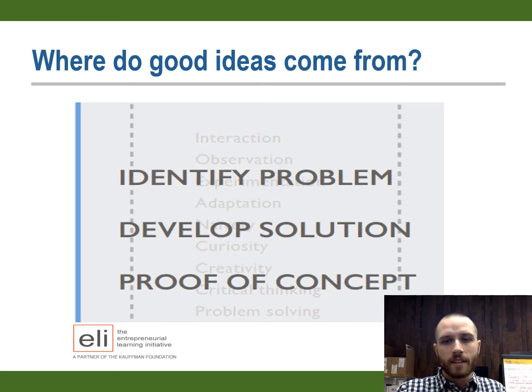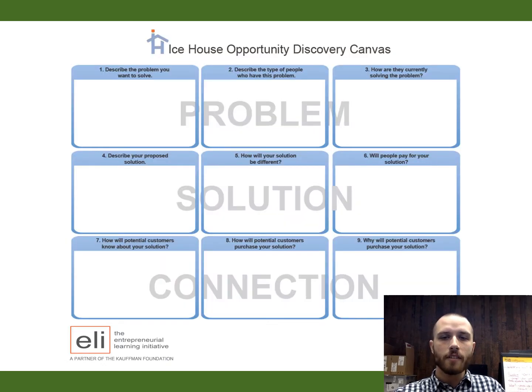Where do good business ideas come from? Entrepreneurs identify a problem or need, they develop a solution, and then they go out and prove that their business concept works. The Opportunity Discovery Canvas, also known as the Canvas, is a tool designed to help entrepreneurs think critically about what problem they are trying to solve with their business idea. The Canvas is divided into 3 sections that guide the process.